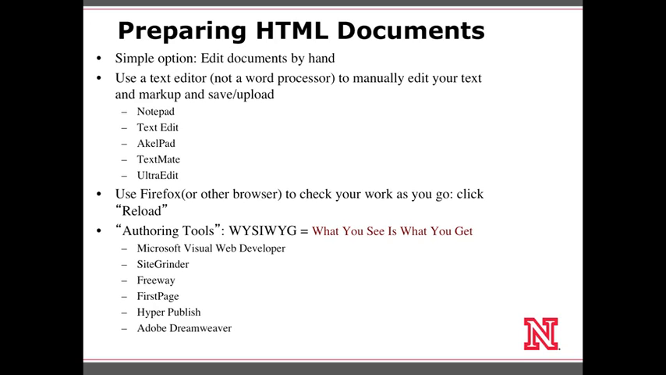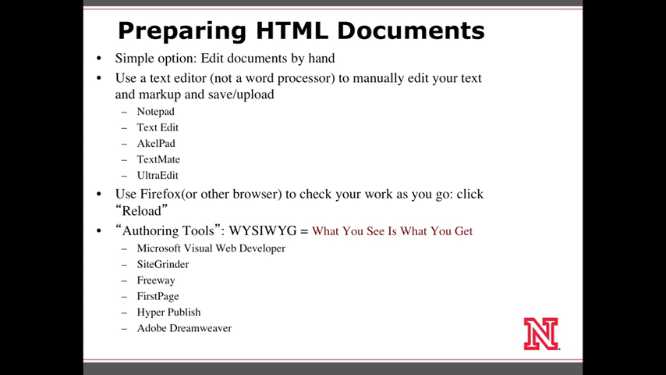If you're using a text editor to write your code for HTML, you would use a browser like Firefox or Chrome to preview and check the work as you go. The easiest thing to do is you simply keep the file open in the browser, and as you save, you click reload in Firefox and it updates with the newest saved version.